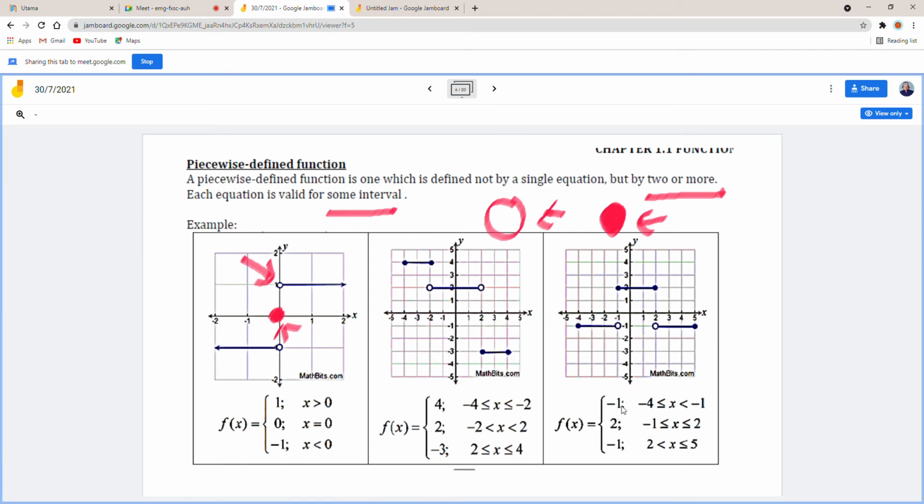Okay, next. Next, this one is the same, you understand this one, right? Same as this one also. Can you understand this one? I need to explain.